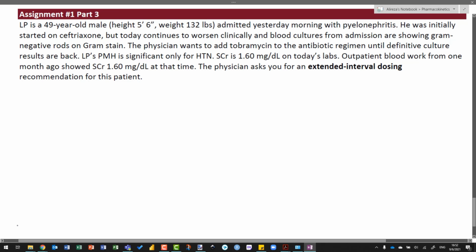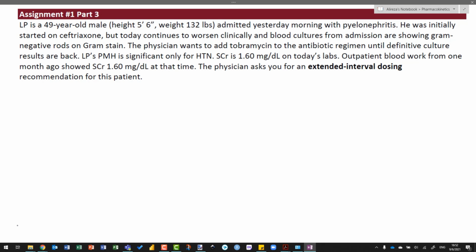All right, now for the next part, LP is a 49-year-old male, height 5'6", weight 132 pounds, admitted yesterday morning with pyelonephritis. He was initially started on ceftriaxone, but today continues to worsen clinically, and blood cultures from admission are showing gram-negative rods on gram stain. The physician wants to add tobramycin to the antibiotic regimen until definitive culture results are back. LP's past medical history is significant only for hypertension.